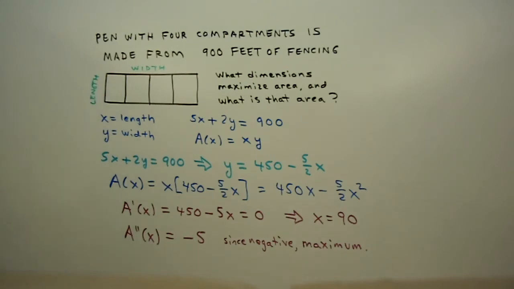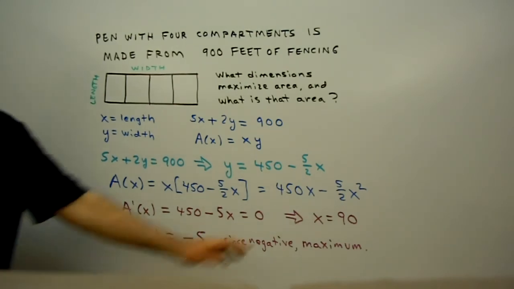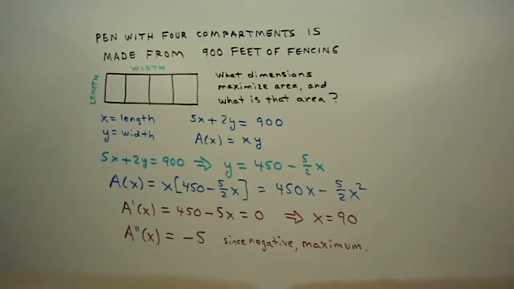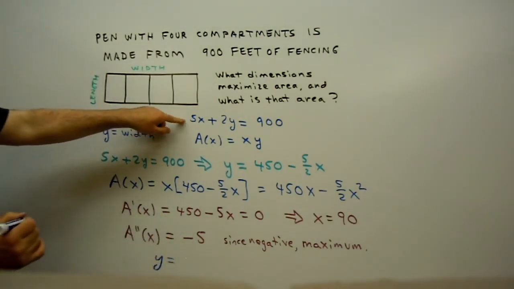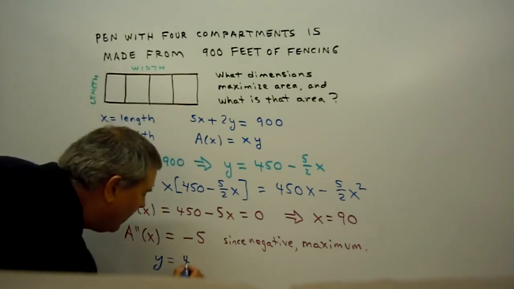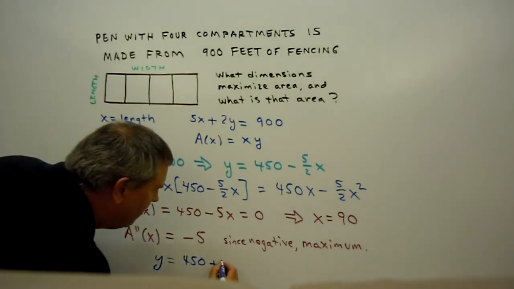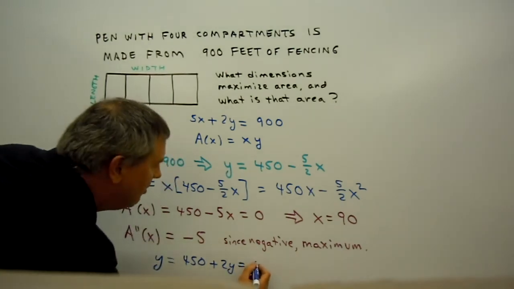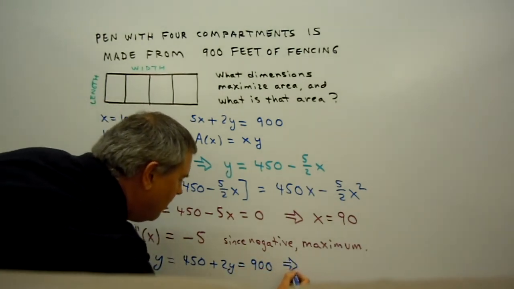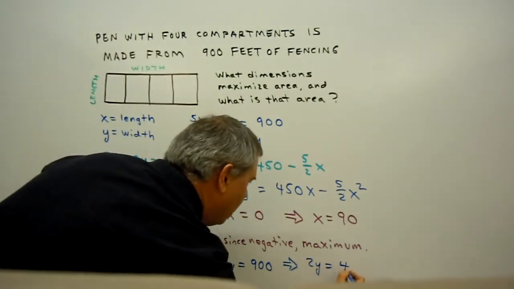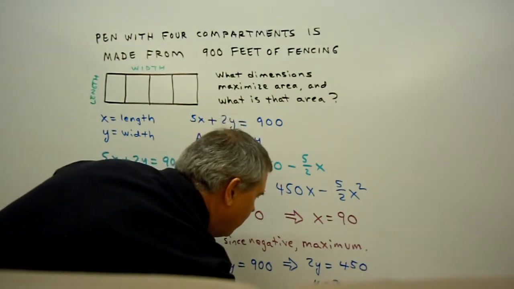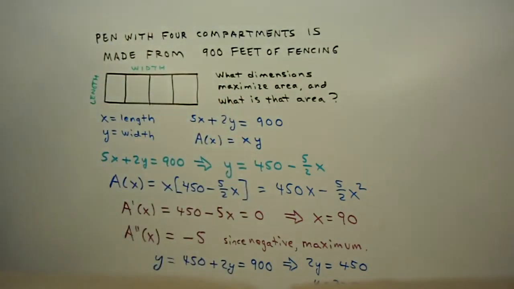So therefore, in order to answer the question, we know that the length is 90, but then what would be the width y? Well, we could substitute, right here, 5 times x, 450 plus 2y equals 900. And then solving that for y, we get 2y equals 450, or y equals 225. The length and the width.